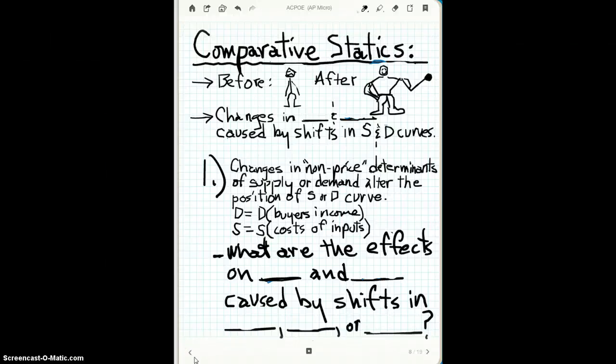Here's some information about comparative statics. Think of it as like a before and after. The before shows a picture of a guy before an exercise regime, and the after shows him afterwards. It doesn't show how he got there, and that's the same with the economic analogy. In economics, we're talking about changes in equilibrium price and equilibrium quantity that are caused by shifts in supply and demand.